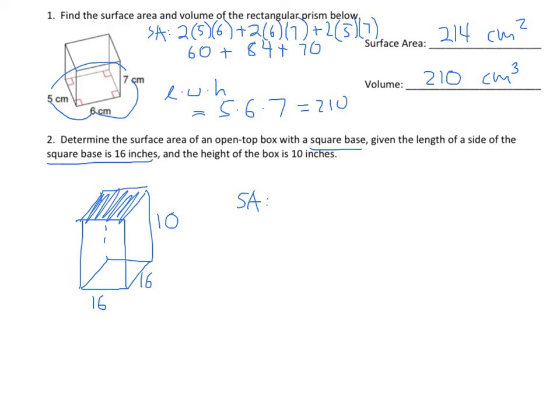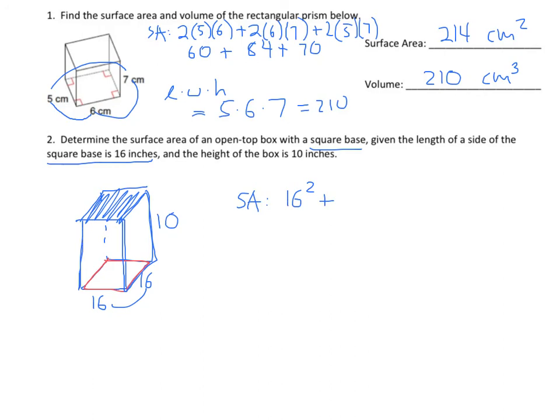So we want to find the area of all of the sides. Now, when I find the area of the bottom, right here, I'm going to do 16 times 16, or that will be the length and the width, or 16 squared. But I don't do it twice because there's no top on this. It's only the bottom.